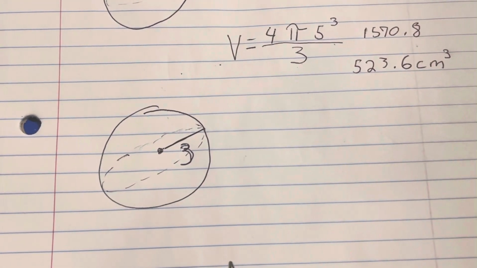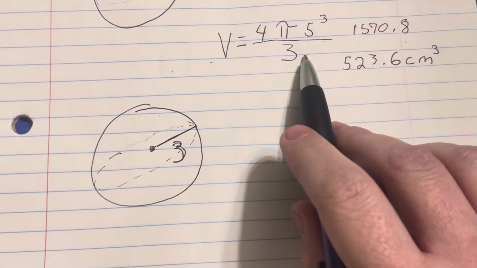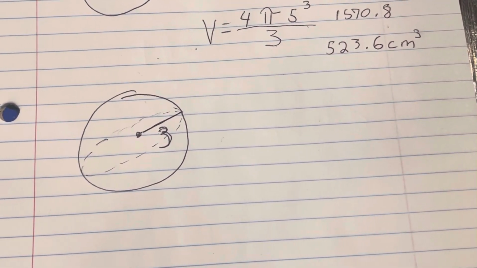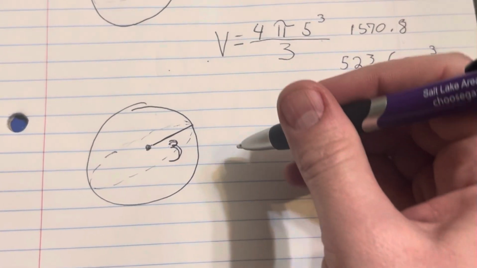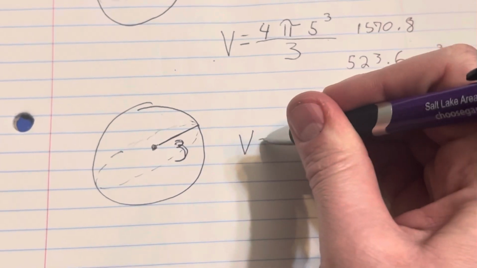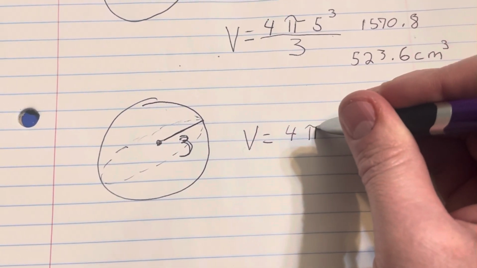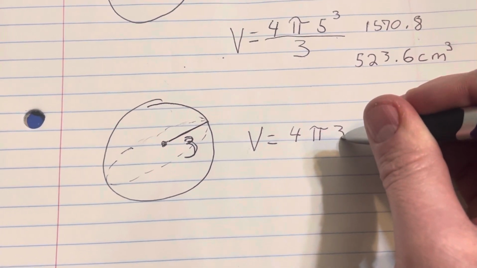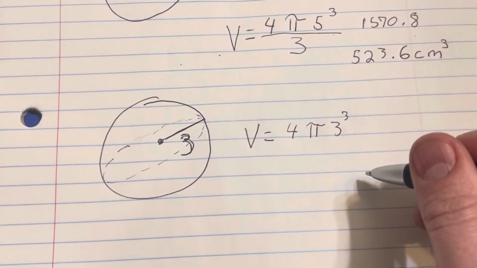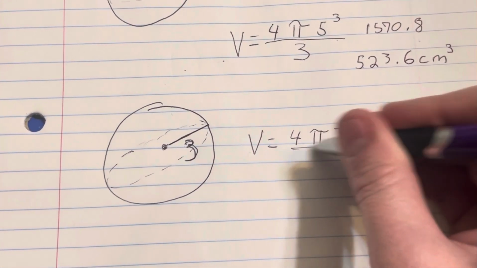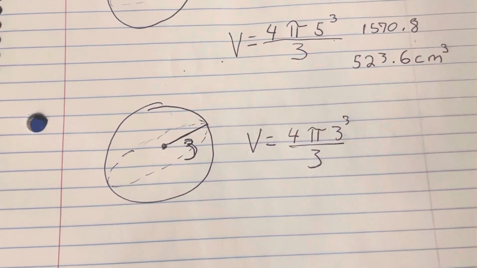Okay, so now let's do the first step and go ahead and fill in the formula. Go. So you should have filled in V equals 4 pi, then we put a 3 to the third power divided by 3. How did you do?